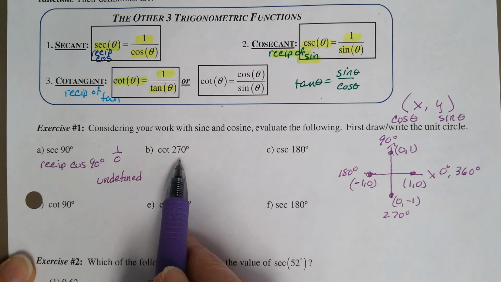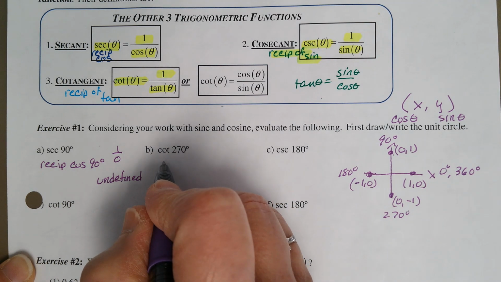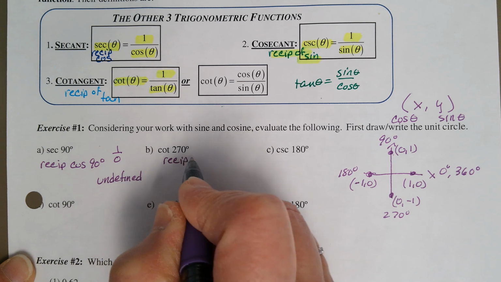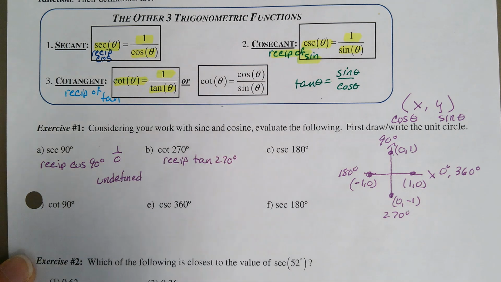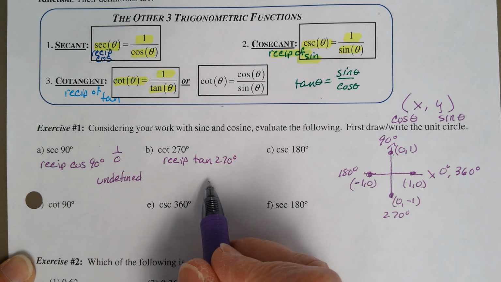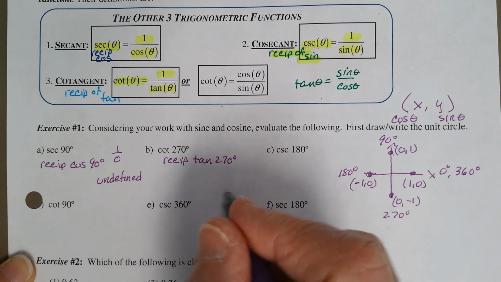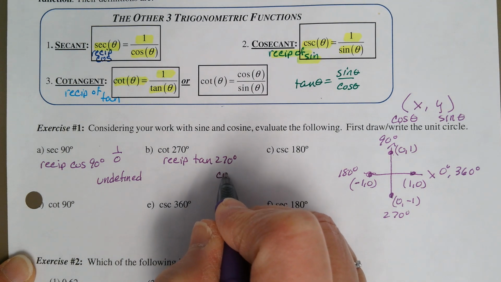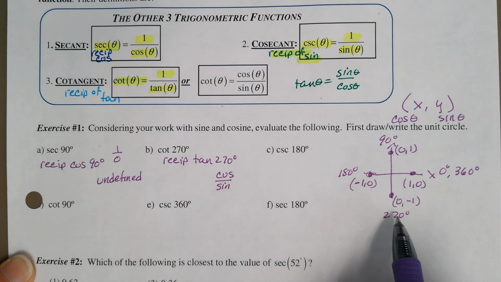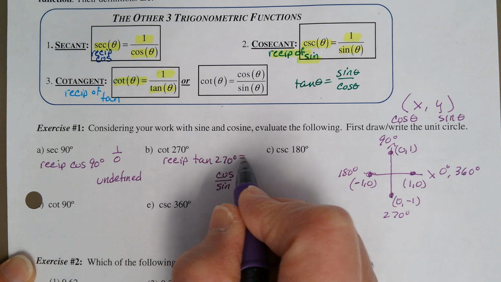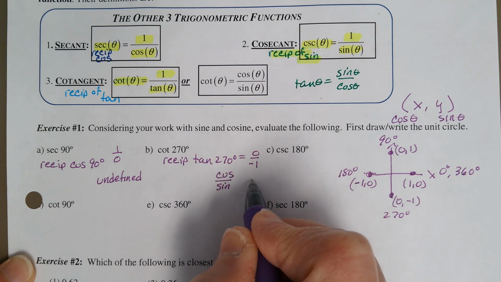Cotangent of 270 is equal to the reciprocal of tangent 270. And tangent we know is sine over cosine. So we want cosine over sine. Cosine of 270 is going to be the x-coordinate, 0. And the sine of 270 is the y-coordinate, -1. So this is going to equal 0 over -1, which is 0.